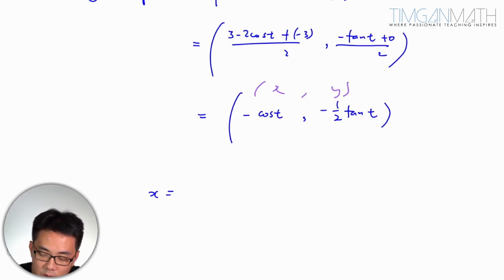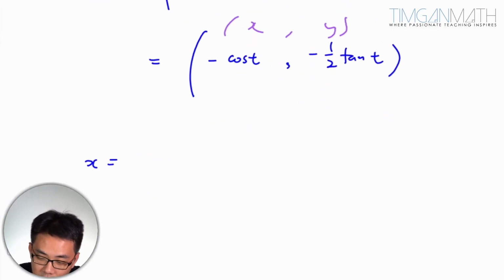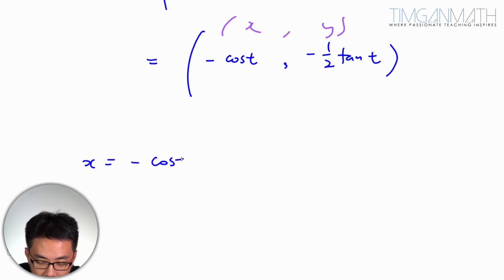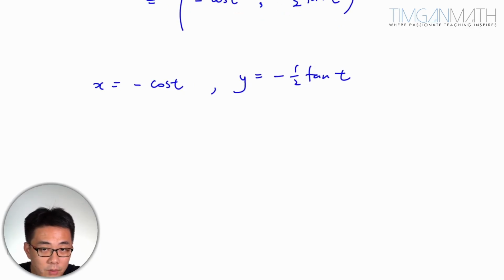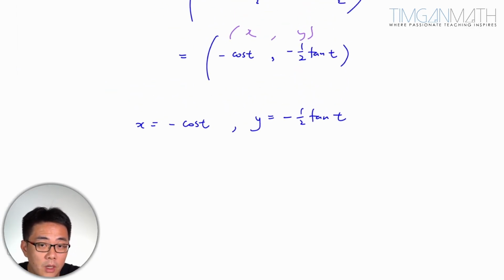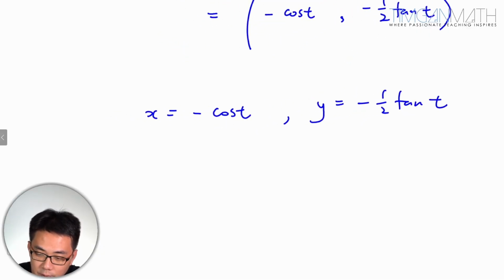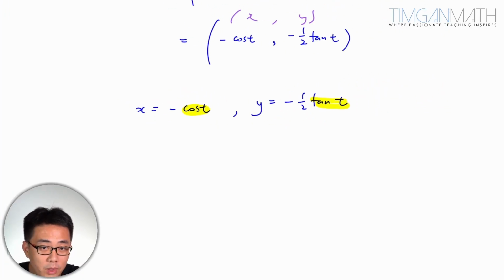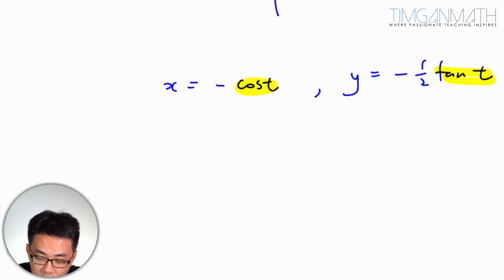In other words, what we have here is just x equals negative cosine square t, y equals negative half tangent t. Then what we need to do now is find a formula which relates both of them. So how do we find a formula which relates tangent t and cosine t? There's one particular formula: we can change this to secant, right?